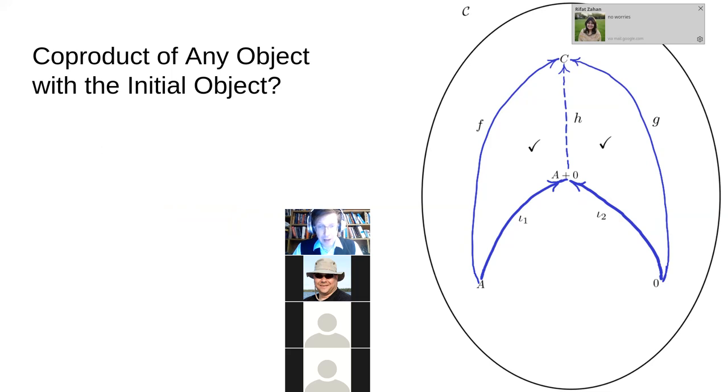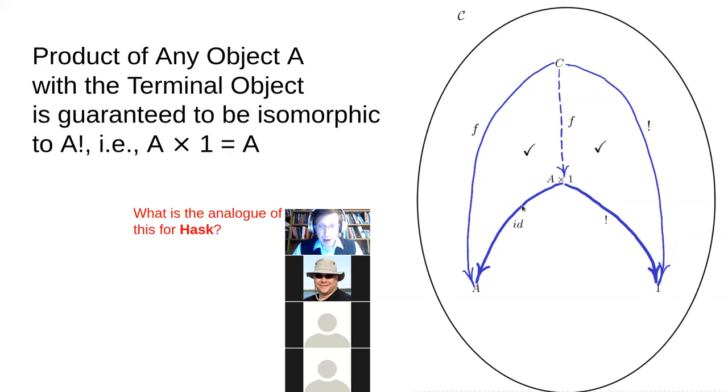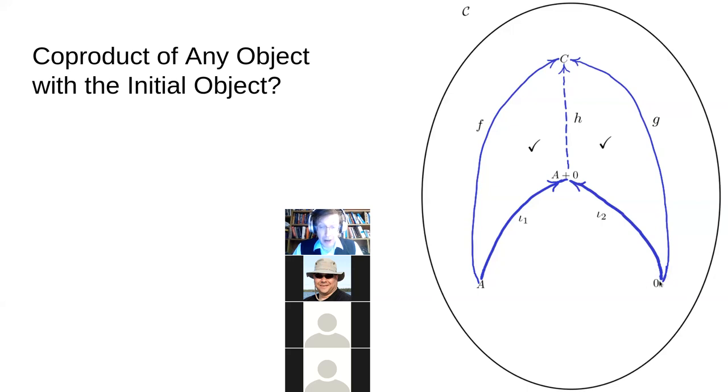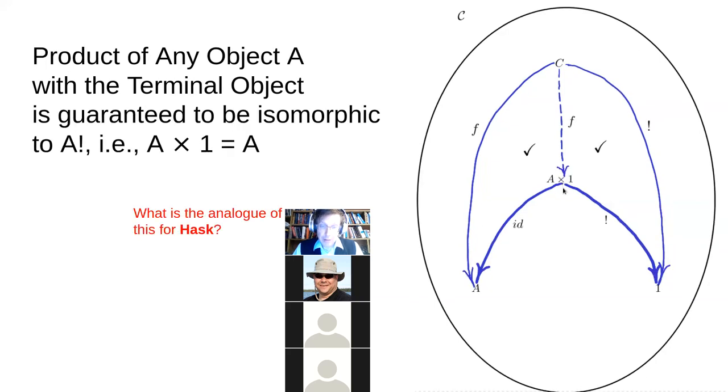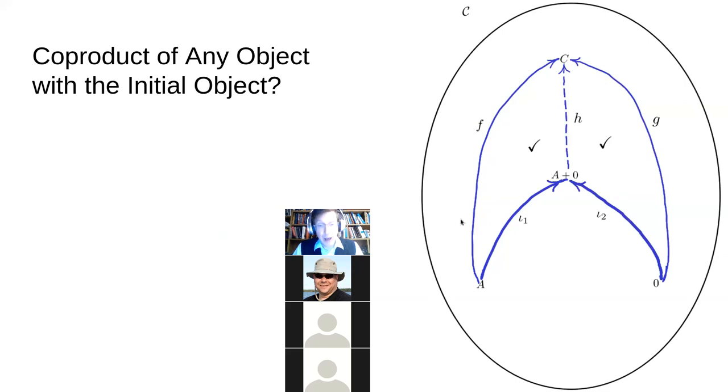Now, I think I'll make this an exercise. I'll give you two of these. What's the co-product of any object with the initial object? So if this is the initial object, what's the co-product of any object with it? By analogy with this, and remembering the properties of the initial object, you should be able to get a feel for what this co-product might be. I'll tell you these things play nicely with the rules. And we'll see that with algebraic data types, they play nicely with the rules of algebra. So you should be thinking about the analogy, not only to this in Hask, but to this in Hask, et cetera, and in Set.